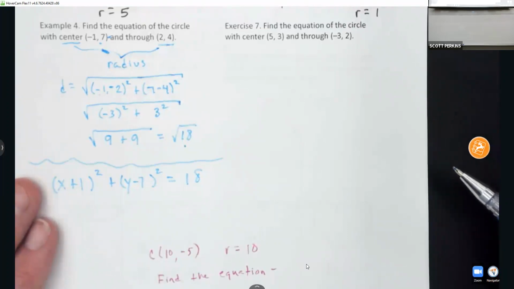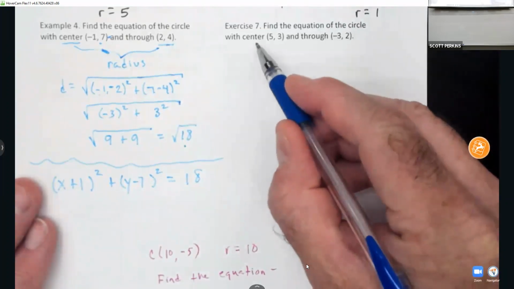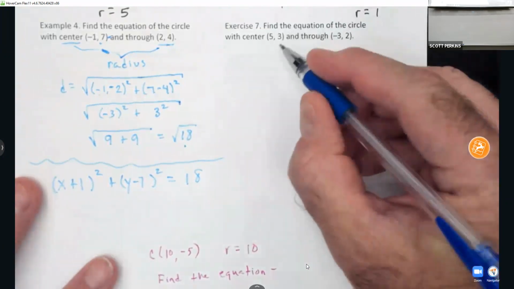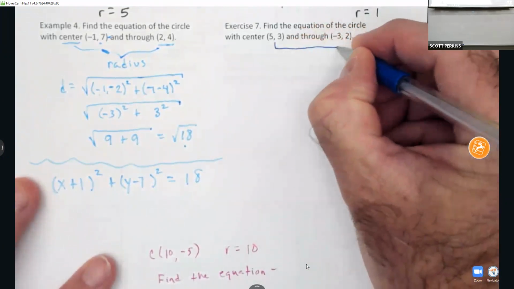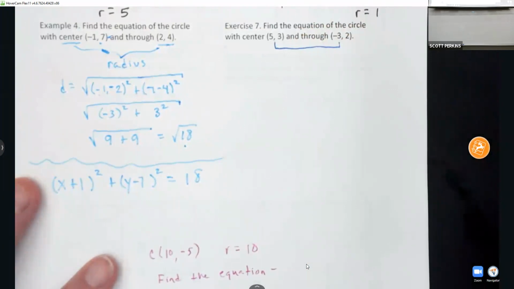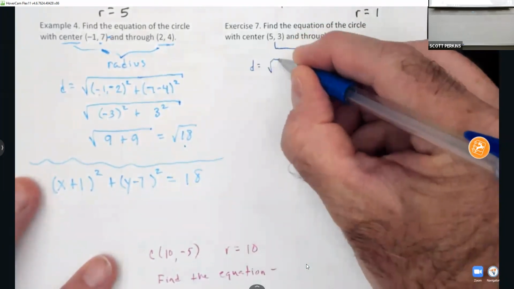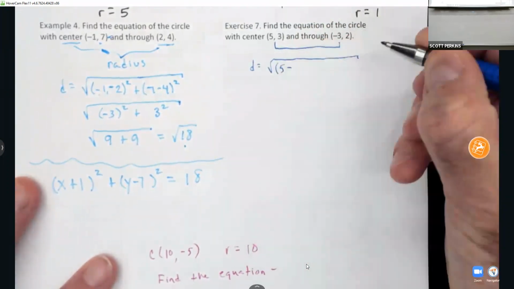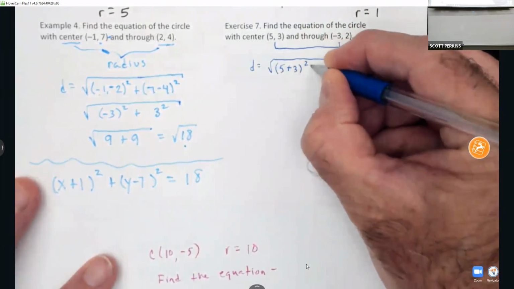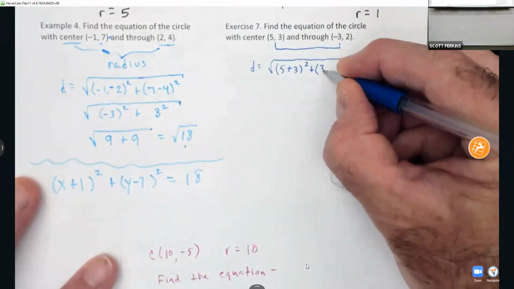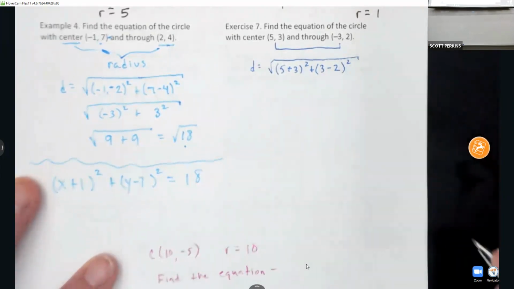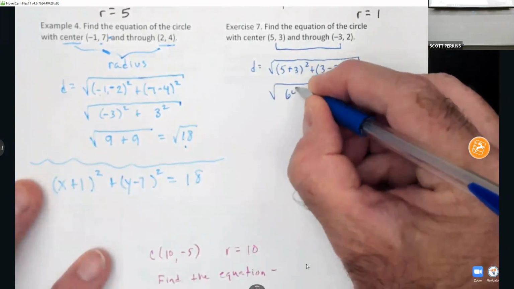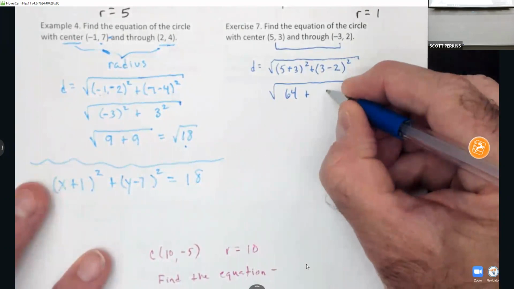So once again, the big task on this problem is I'm given the center, that's information I need, but I'm given a point it goes through rather than the radius. But according to the definition of the circle, the distance between these 2 points is the radius. So I'm going to figure out that distance. So distance formula says first, I'm going to take the difference between the x's. So I have 5 minus a -3, so that becomes 5 plus 3 squared. Then I have the difference between the y's, so 3 minus 2 squared. And when I go and do that squaring, 5 plus 3 is 8 squared, or 64. 3 minus 2 is 1 squared, or 1.